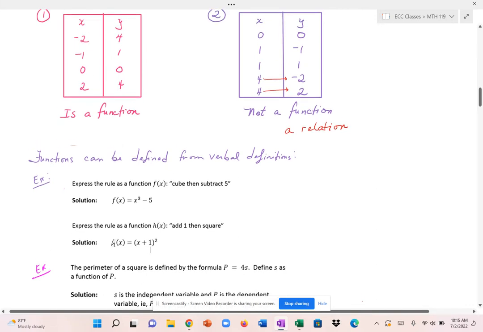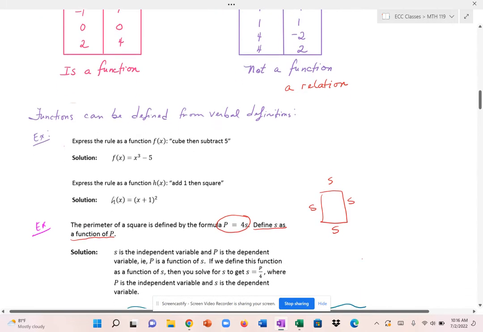So in this next example, it says the perimeter of a square is defined by the formula P is equal to 4 times S. So a square has 4 equal sides. If you call each side S, the perimeter is the distance around that shape. So that's why it's 4 times S, because there's 4 of them. So S would be your input, that's your independent variable, and P would be the output, that is the dependent variable. And so the question is to define S as a function of P, which means solve this for S.